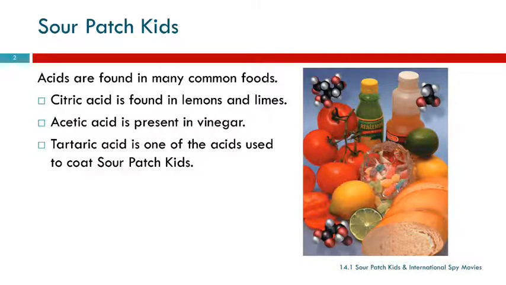Other acidic foods are things like citrus: lemons, limes, oranges. They all have acid in them. Vinegar is a dilute solution of acetic acid. Tomatoes have acid. Sourdough bread has acid in it.